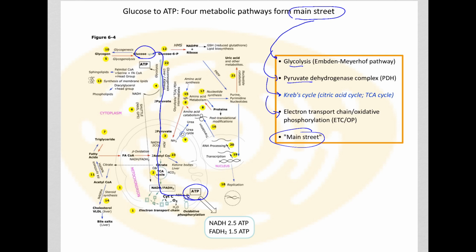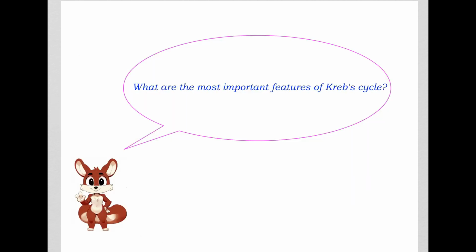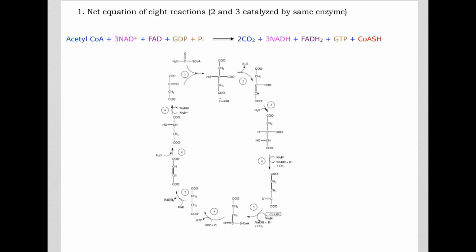So we did talk about glycolysis in the previous video, PDH. So today we will focus on the Krebs cycle. What are the most important features of the Krebs cycle? The Krebs cycle is made up of 8 reactions. Although we have 9 here, reactions 2 and 3 are catalyzed by the same enzyme. This is just an intermediate. So basically there are 8 reactions in the Krebs cycle.